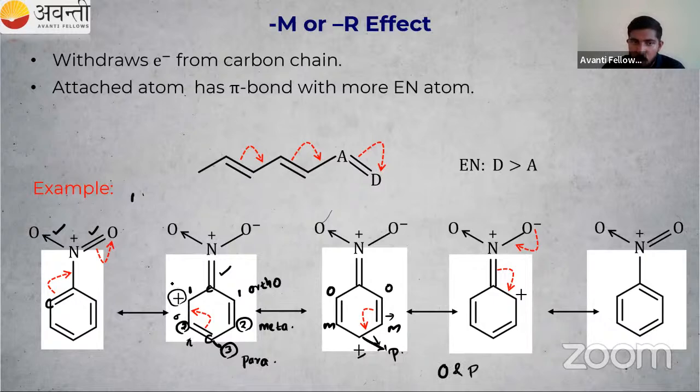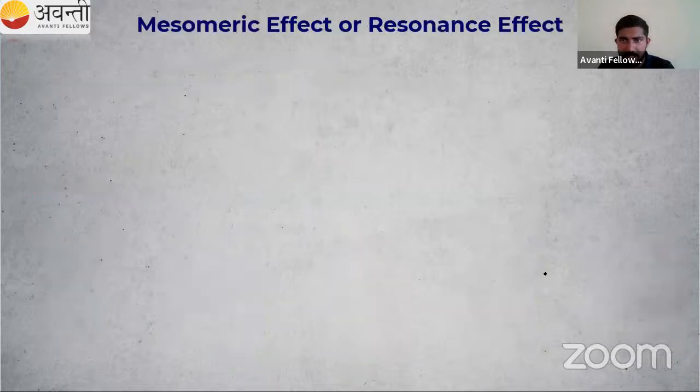That is ortho. This is ortho position. This is our para position. This is also ortho position. Yeah, correct. Meta, no. So ortho and para, there is positive charge present here.